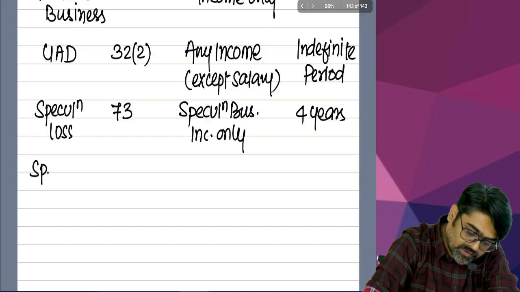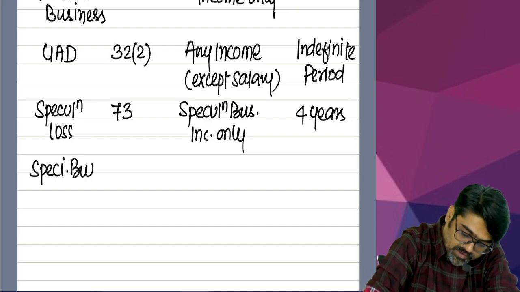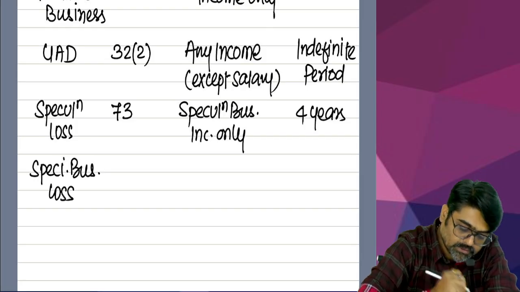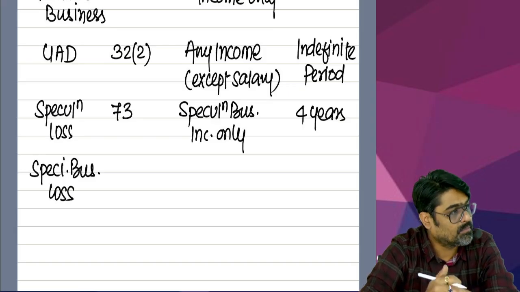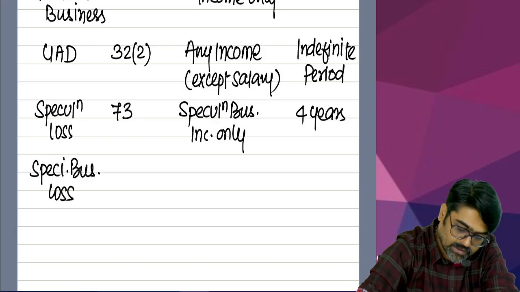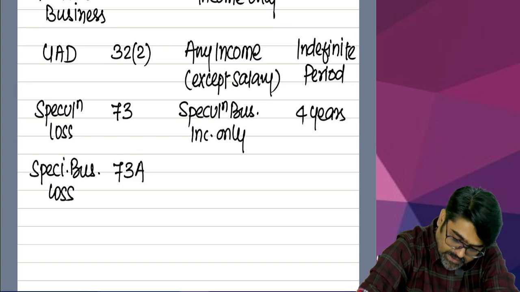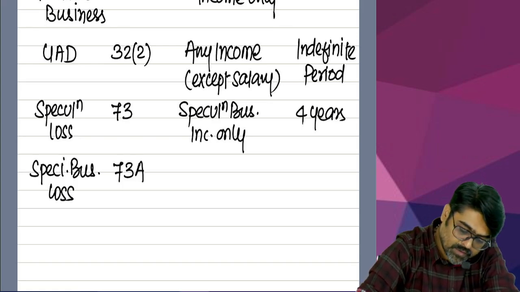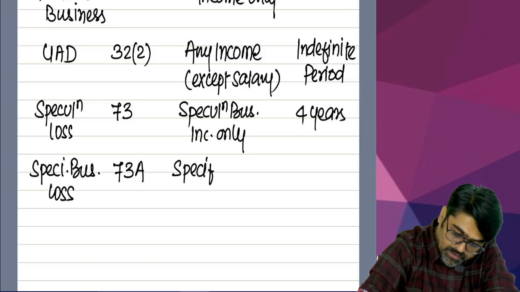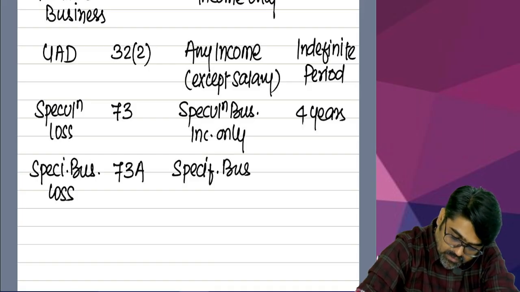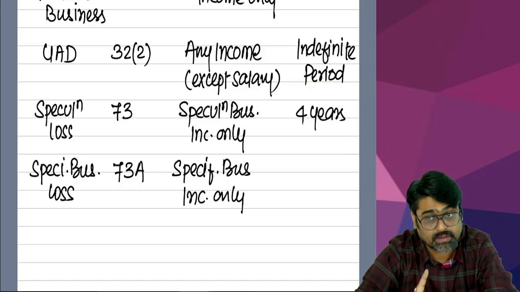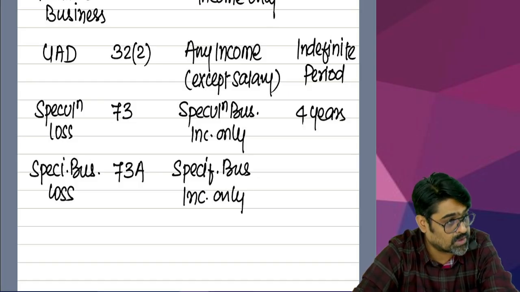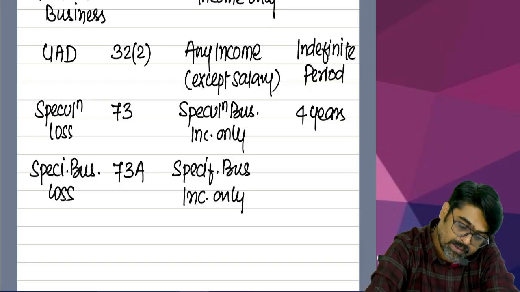Now, can you have a specified business loss? Which business loss? It was not set off in this year. So, can you carry forward the business loss of specified business? Yes. Section 73A says so. Then after its carry forward, it will be set off against specified business income only. Against no other income, only against specified business income in the future also. Yes or no? And for how much time can it be carried forward?